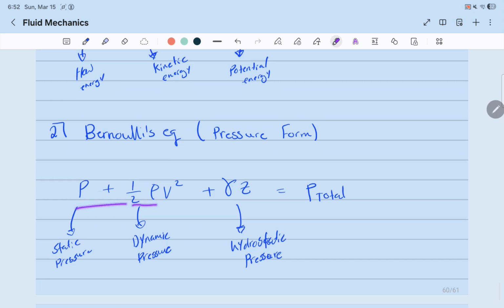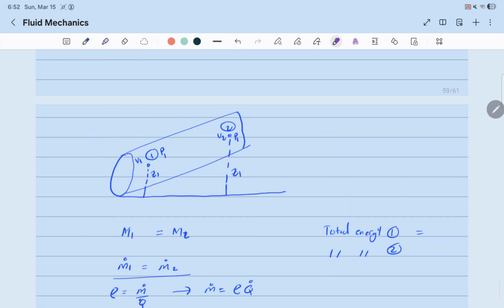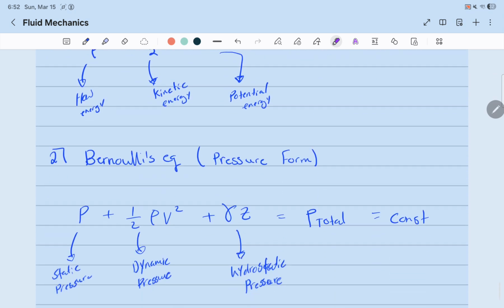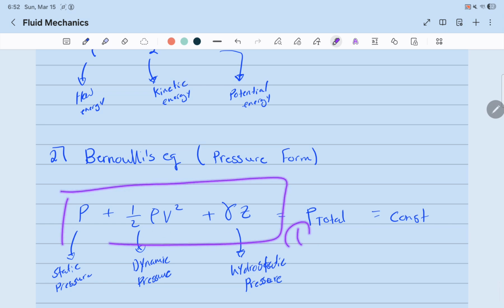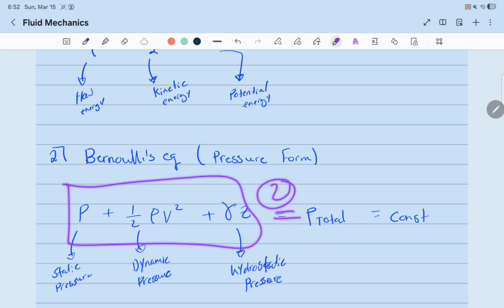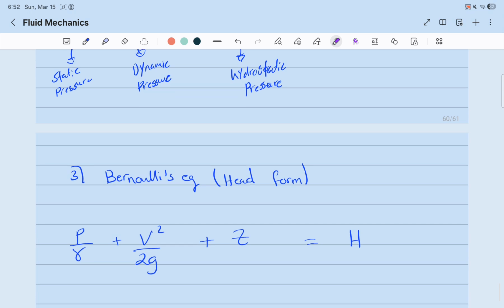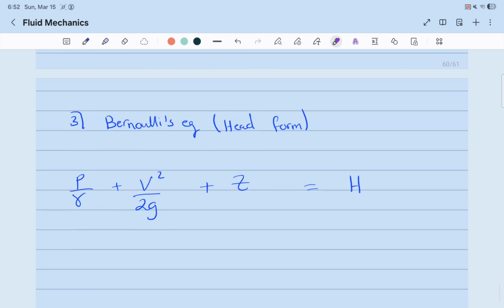All these three terms together create the total pressure, which is a constant at both points. So the total pressure at point 1 will equal the total pressure at point 2. So this equation for point 1, where P1, velocity 1, and Z1, will equal this equation at point 2, where P2, velocity 2, and elevation 2. Okay, makes sense. Now the third form of Bernoulli's equation is the head form, which is the most common form.